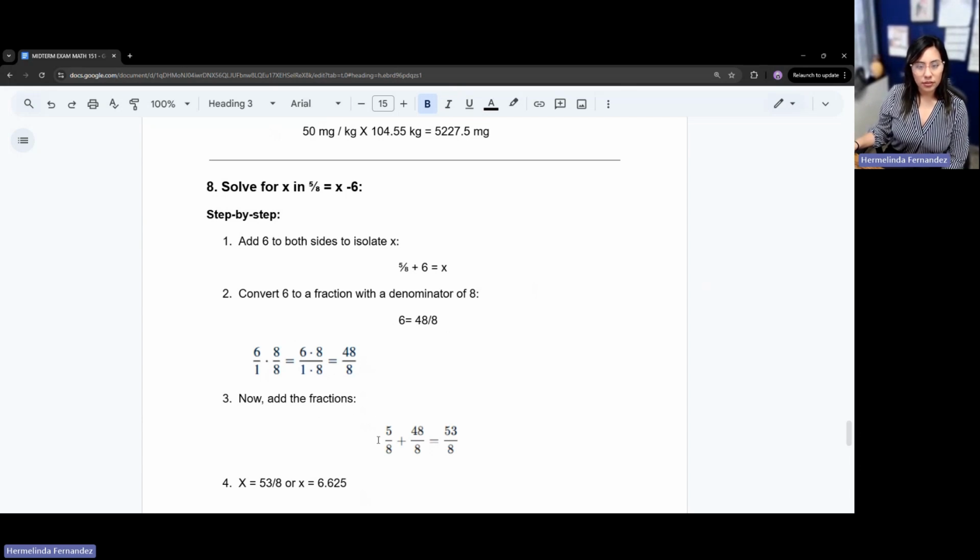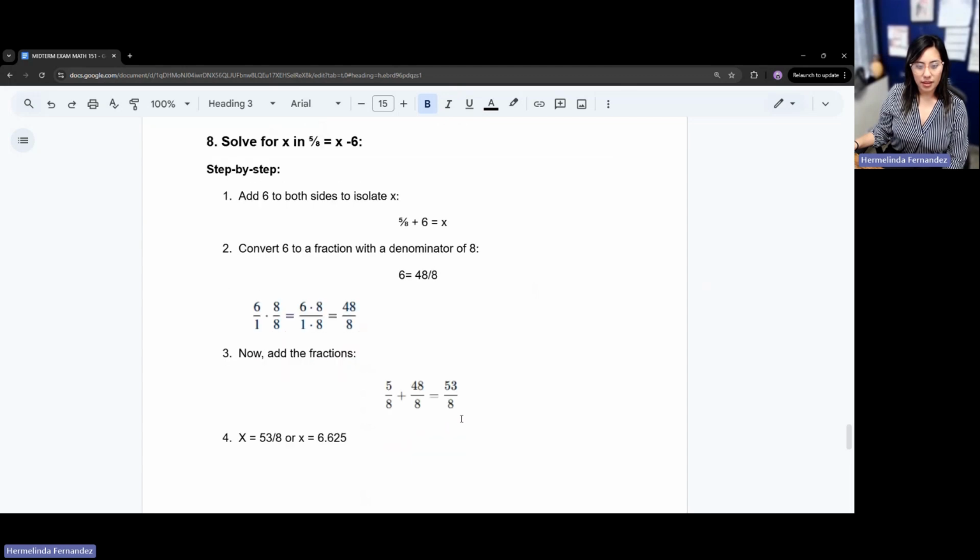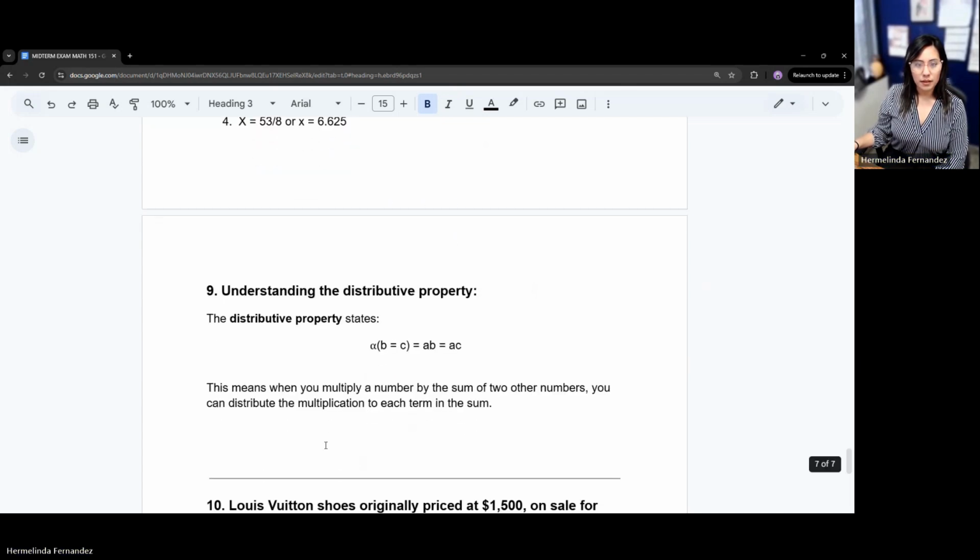So now you have to add the fractions. So 5 over 8, which was a given, plus 48 over 8 equals 53 over 8, okay? And then that will be your answer. There are going to be some questions where I'll ask you to have the decimal point, and all you do is 53 divided by 8, and that's how you get your decimal, okay?